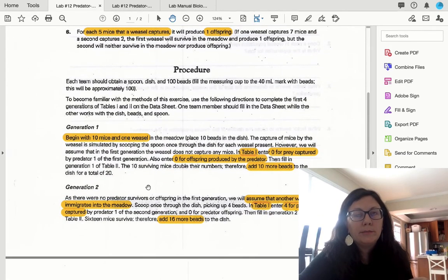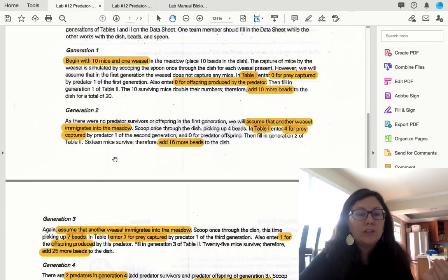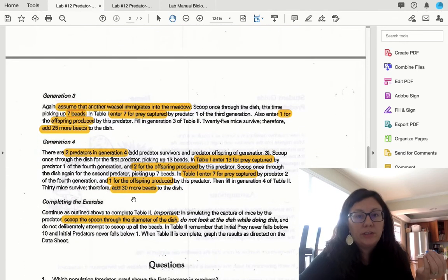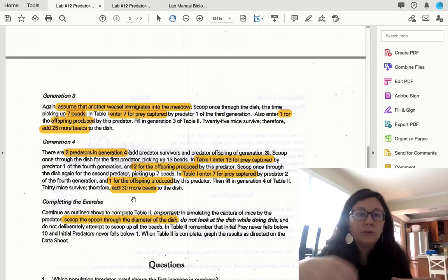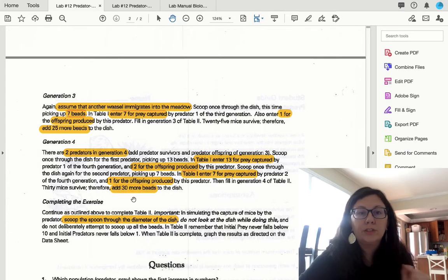This experiment or procedure, they give you 4 generations. They walk you through 4 generations to start, and then after that, that is when you start doing your own procedure with a spoon, going through the diameter of your bowl with popcorn kernels or M&Ms or whatever you choose.